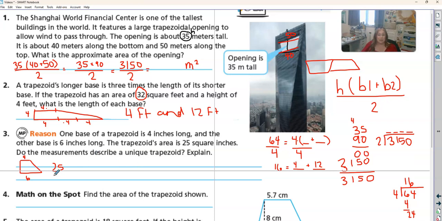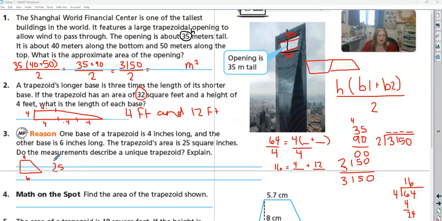I don't know what a unique trapezoid is. Let's see what the book has to say about that. Okay, looking at the book, it wants us to find the height and then see what we think about that trapezoid. So we want to find this height.